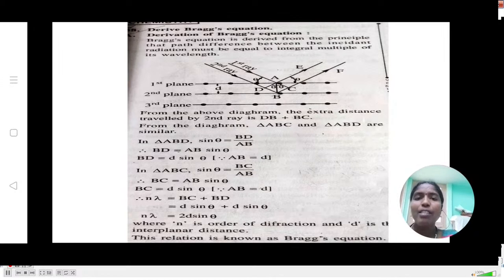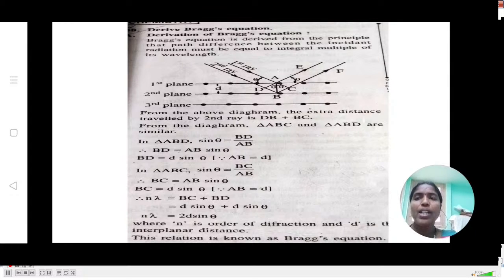Let's draw one diagram. Here 3 planes are taken. In these planes, the first ray passes and touches the first plane and goes opposite, and the second ray goes to the second plane, touches some atom, again goes opposite. In between these 2 lines, the distance between the first and second plane is d.